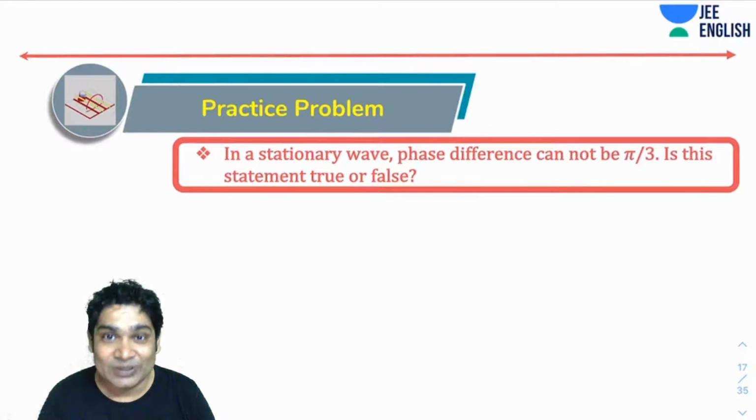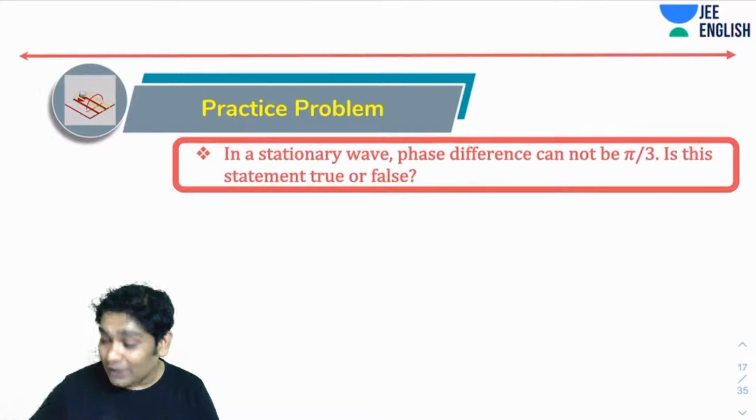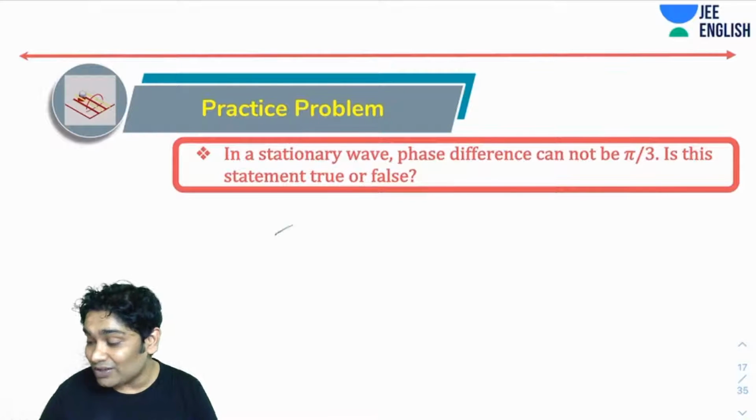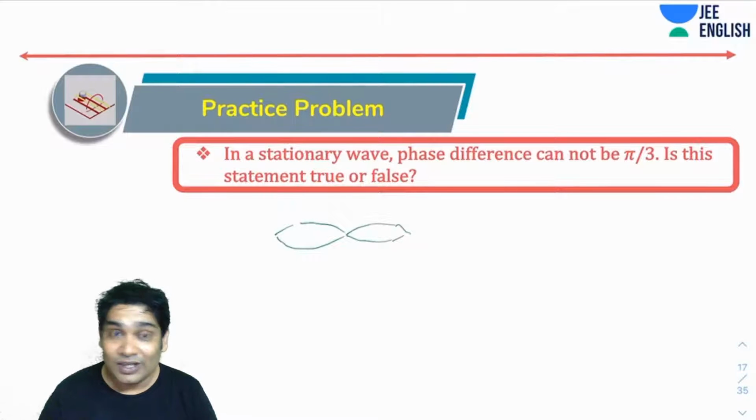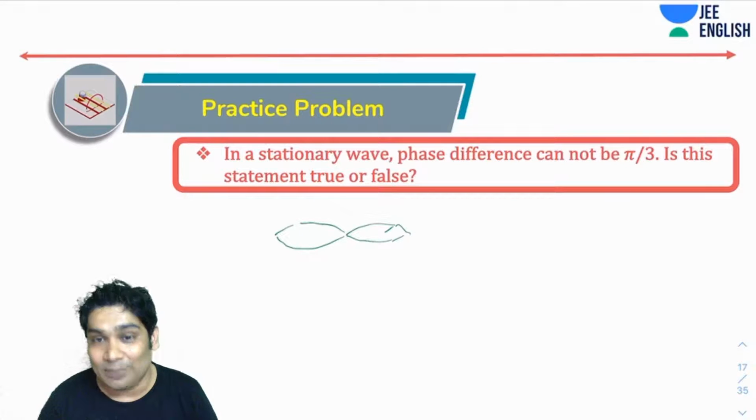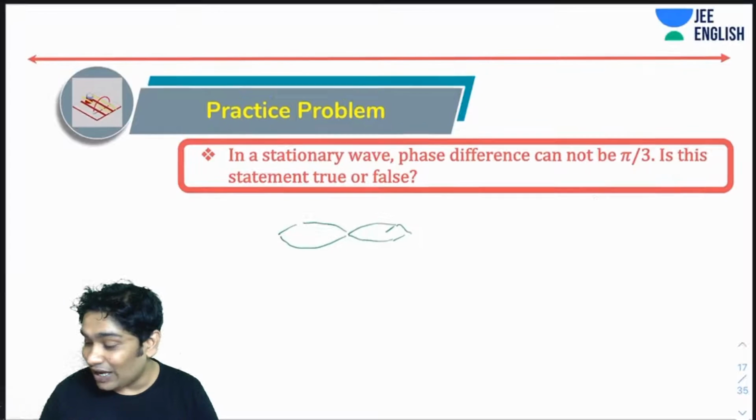True. Yes, that is true. As I just said, all the particles oscillate in different loops. In one loop, all the particles have a phase difference of 0. In the other, they have a phase difference of pi. So no two particles in a standing wave can have a phase difference of pi by 3. Only 0 and pi. Yes, you are absolutely correct.